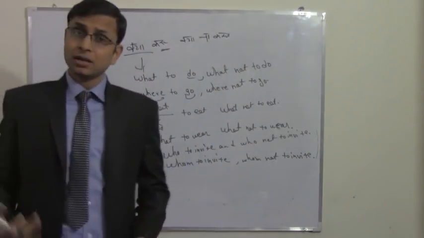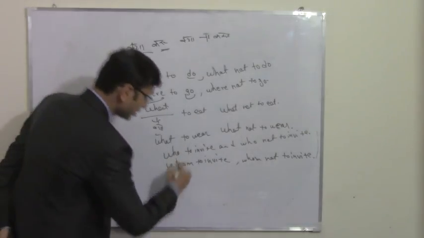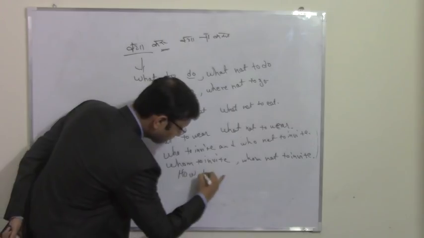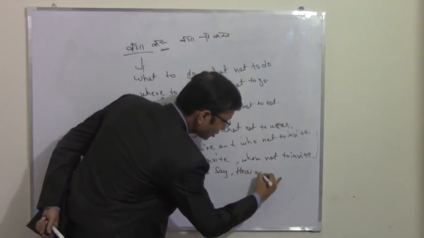"Kaise karun, kaise na karun, kaise kahun, kaise na kahun." So, what do you say kaise in English? Which is how. So: how to say and how not to say.